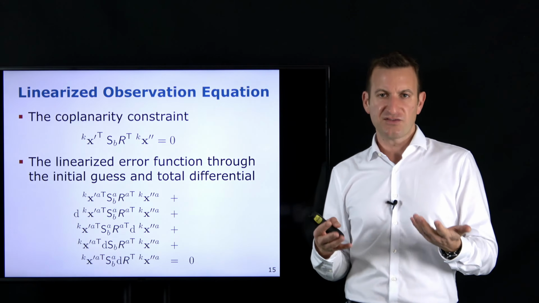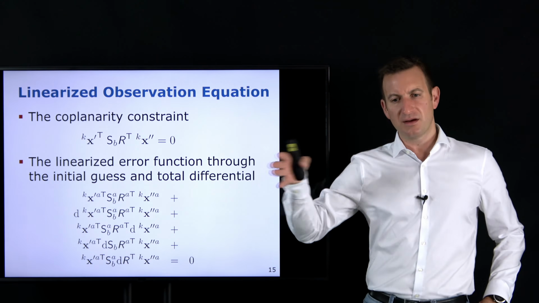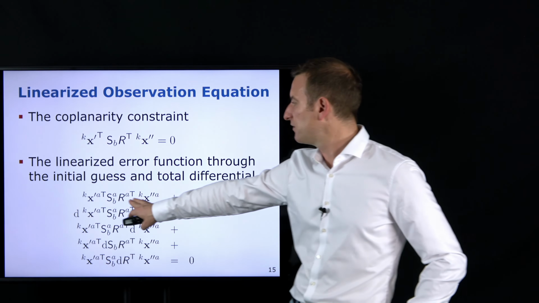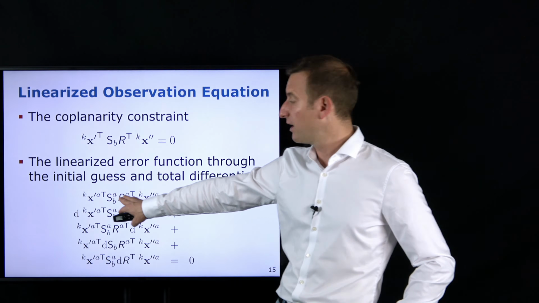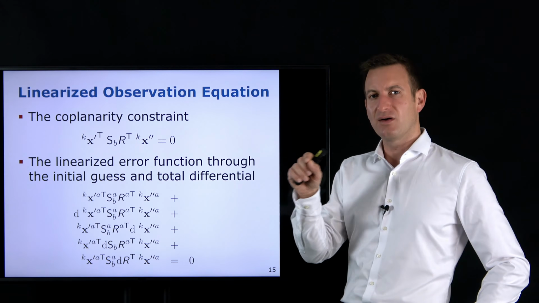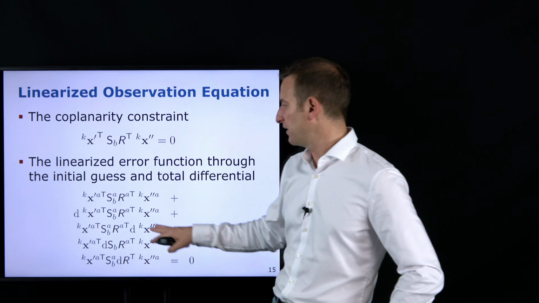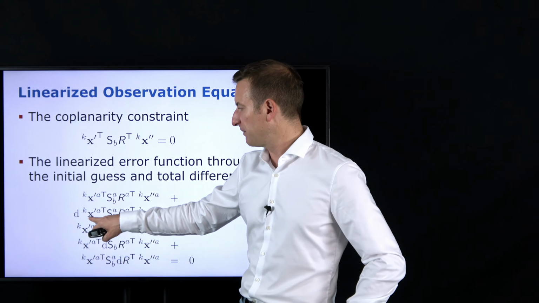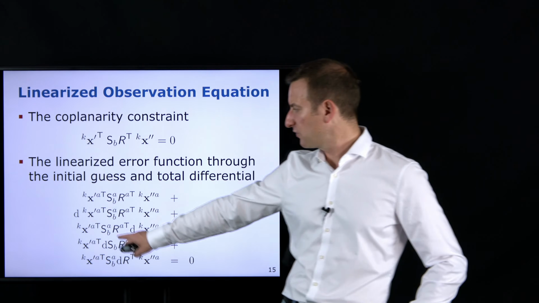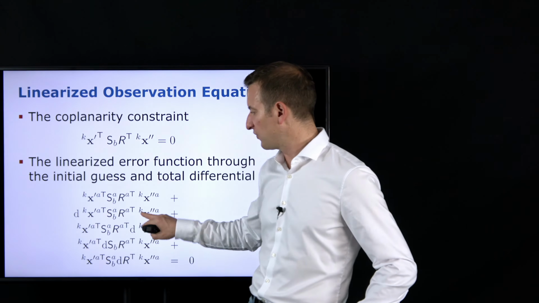So we start with this coplanarity constraint and now can write down the linearized error function through the initial guess that we have exploited and the total differential, which is basically the sum of all the partial derivatives. So we start here with our configuration from the initial guess, and then we look, okay, what happens if we have a small change in the pixel location of the first point that I'm observing? Then all the parameters stay the same except for this small change in the pixel coordinate of the first point. So this x prime gets replaced by delta x prime and the rest stays the same.